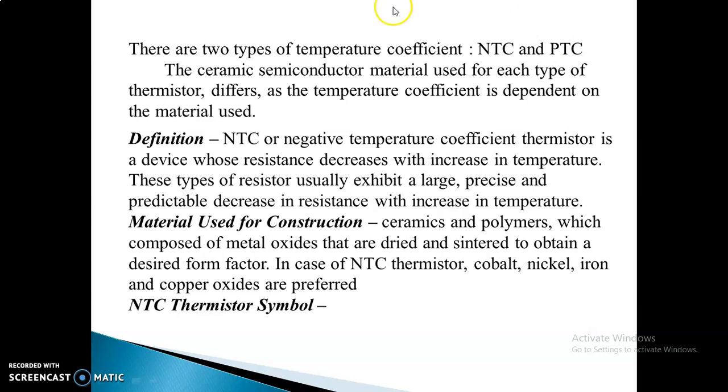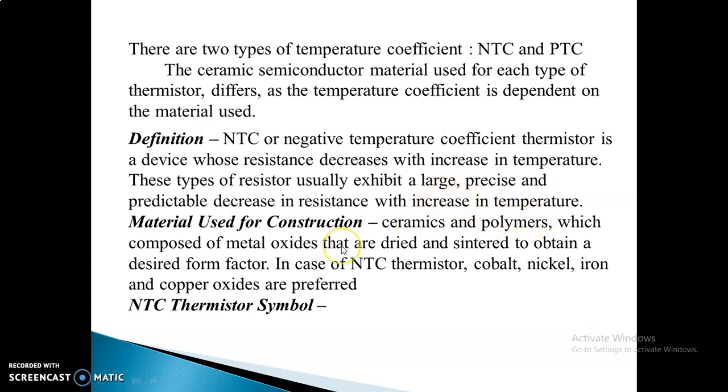Now we are going to see what NTC is. NTC, negative temperature coefficient, is a device whose resistance decreases with increasing temperature. So what happens if the temperature increases? The resistance decreases. Automatically you will have non-linear characteristics. That is the reason it is called negative temperature coefficient. But it gives a precise and predictable decrease in resistance with increasing temperature.